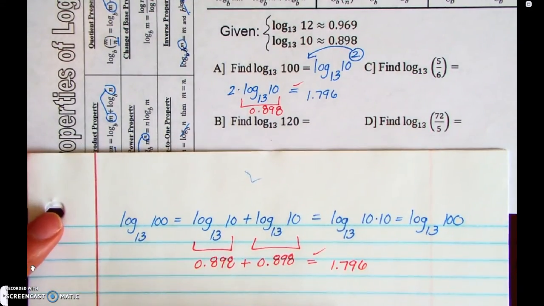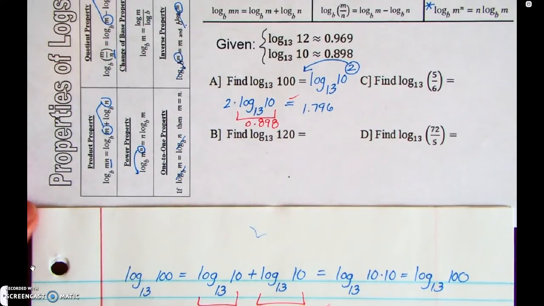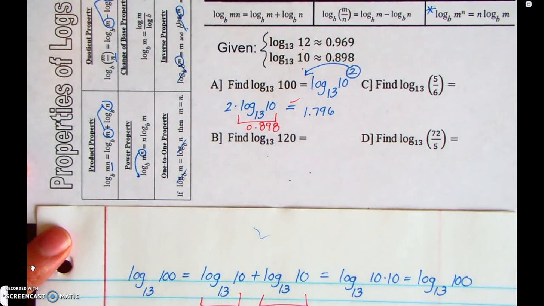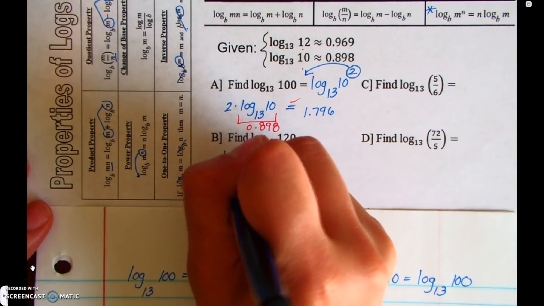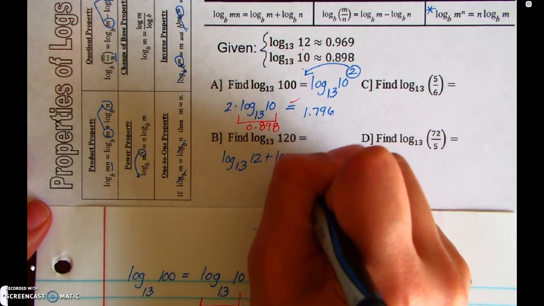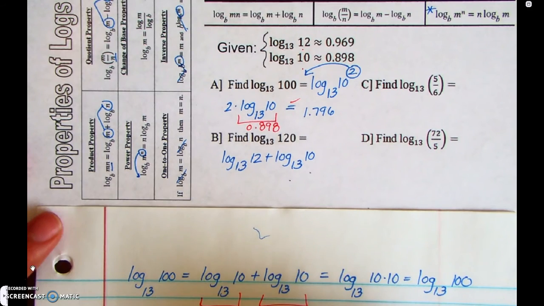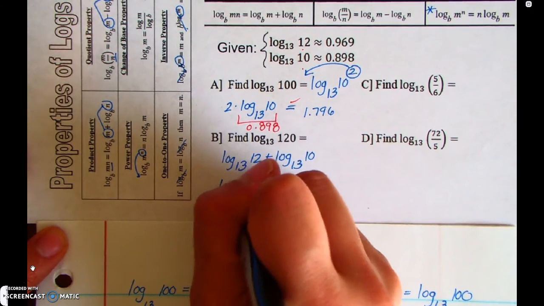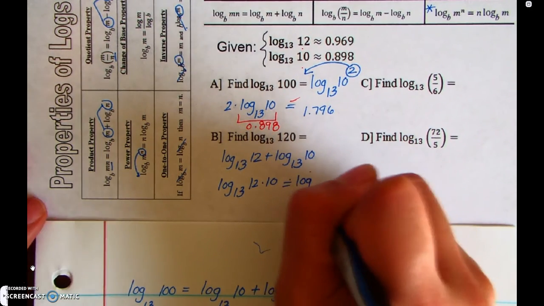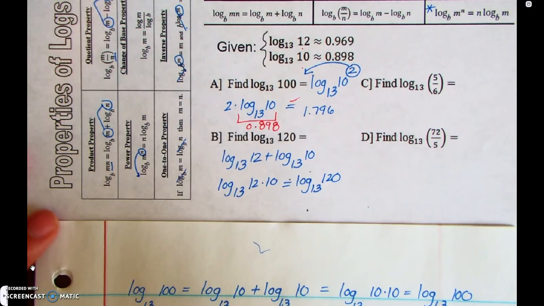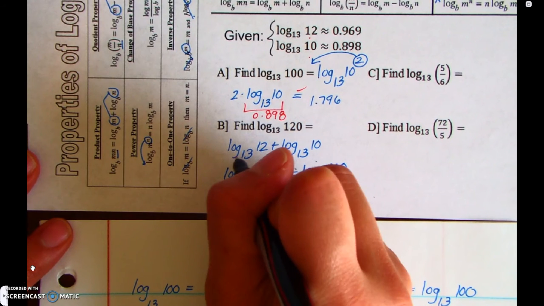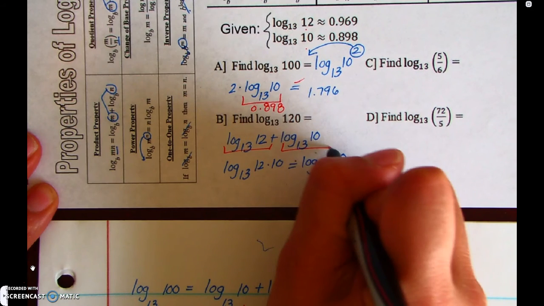Okay, let's look at B. B says 120. I know that 12 times 10 is 120, so I'm going to rewrite that as log base 13 of 12 plus log base 13 of 10. I know that if I'm adding these two log functions together, it's actually the same thing as if I were to multiply 12 times 10, which is log base 13 of 120. So since I know that, I know what log base 13 of 12 is, and I know what log base 13 of 10 is.